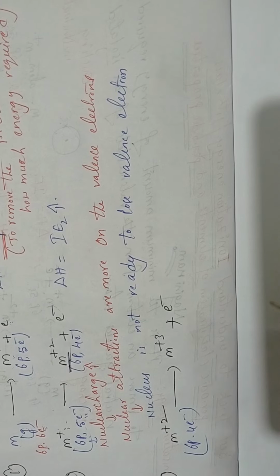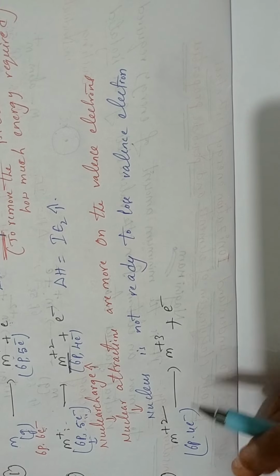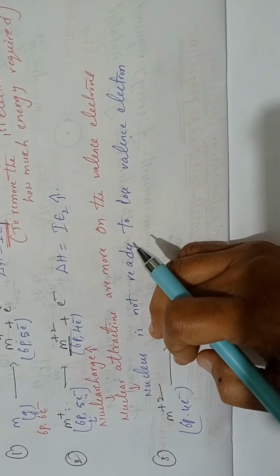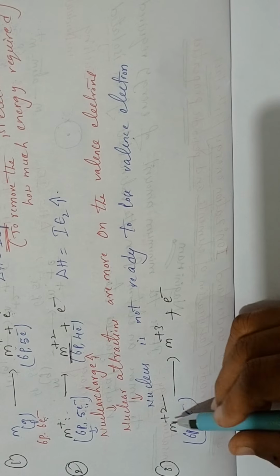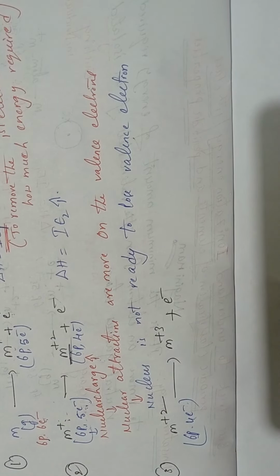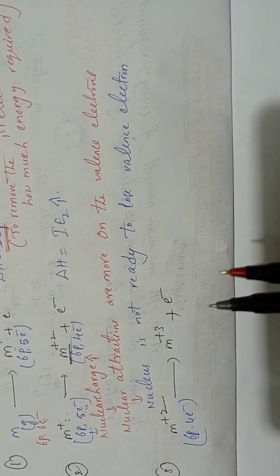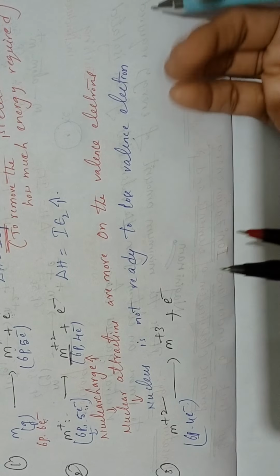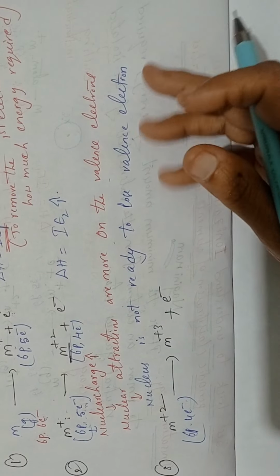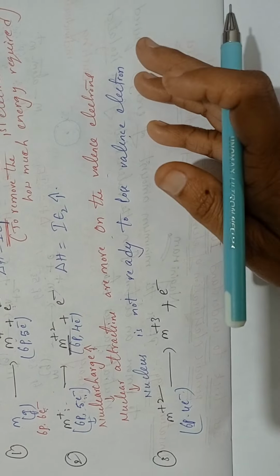That means protons attract, nuclear charge is more. Nuclear attractions are more because here there are only 4 electrons, a smaller number of electrons now. Whenever the electrons number is less and the protons number is more, nuclear attractions are strong. Because electrons are less, nuclear charge is more, and nuclear attractions are more on the valence electrons. That's why the nucleus is not ready to lose the valence electron.